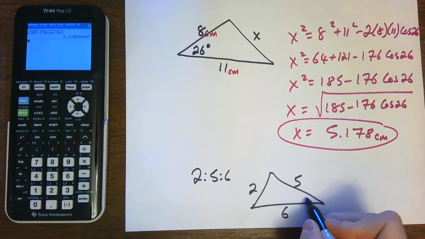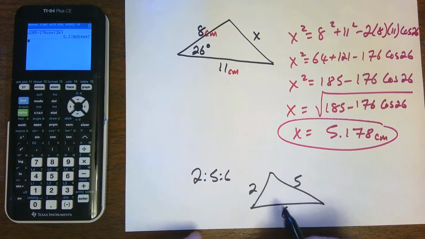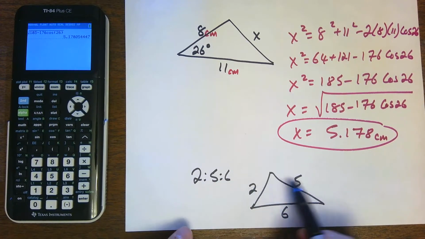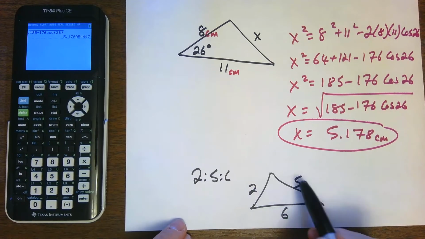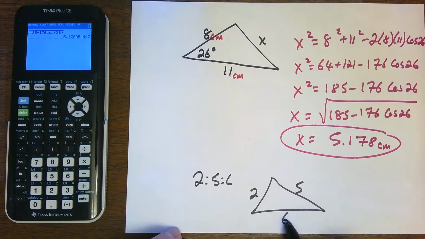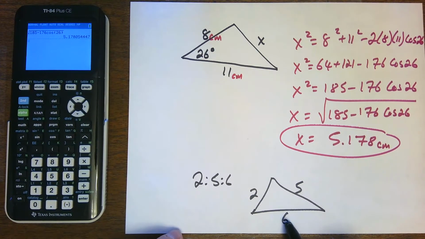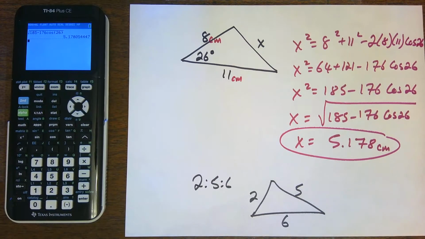Well, this would be the smallest angle across from the smallest side. The biggest angle would be across from the biggest side. If it's in the ratio of 2 to 5 to 6, does it have to be 2, 5, 6? No. It could be 20, 50, or 60. Remember your dilations from geometry, though. The triangle would be a lot bigger, but the angles would be exactly the same. All right, so there it is, law of cosines.